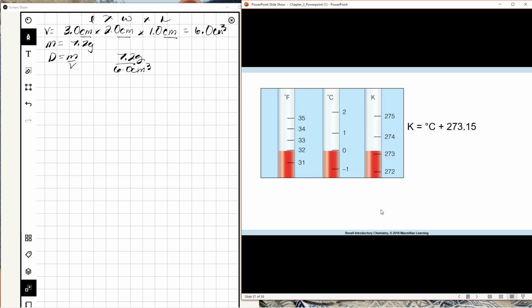The conversion between Celsius and Kelvin is quite simple, simpler than the one between Celsius and Fahrenheit. Kelvin is equal to Celsius plus 273.15. The 0.15 makes a big difference, so please include the 0.15 when you do your mathematics, because it makes a difference in our answer. It makes us a little bit more accurate.